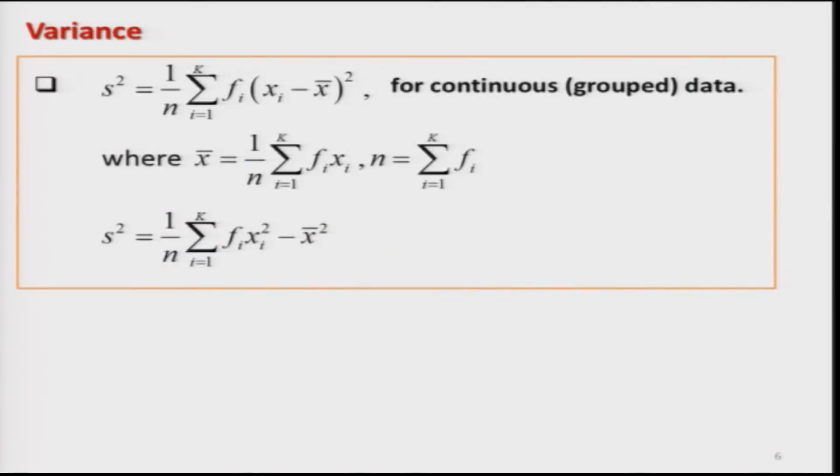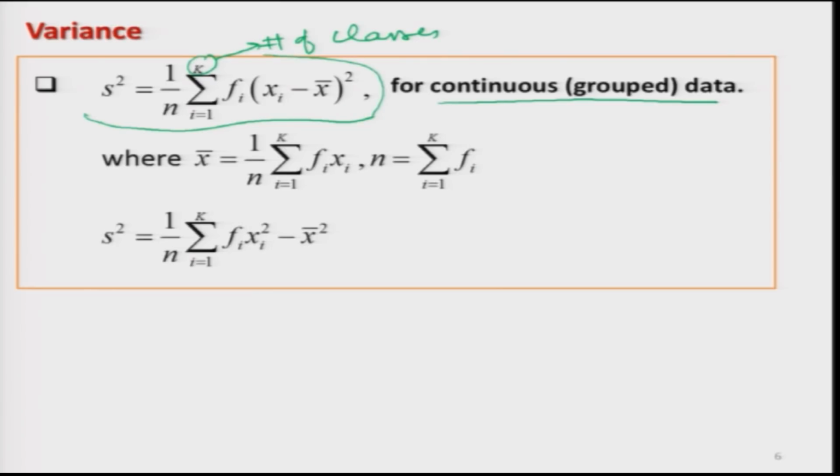Similarly, when we have grouped data on a continuous variable, the variance is defined like this. This is 1 upon n summation i goes from 1 to k, where k is the number of classes, multiplied by fi into xi minus x bar whole square, where x bar is defined like this, and small n is defined as the sum of total frequencies.